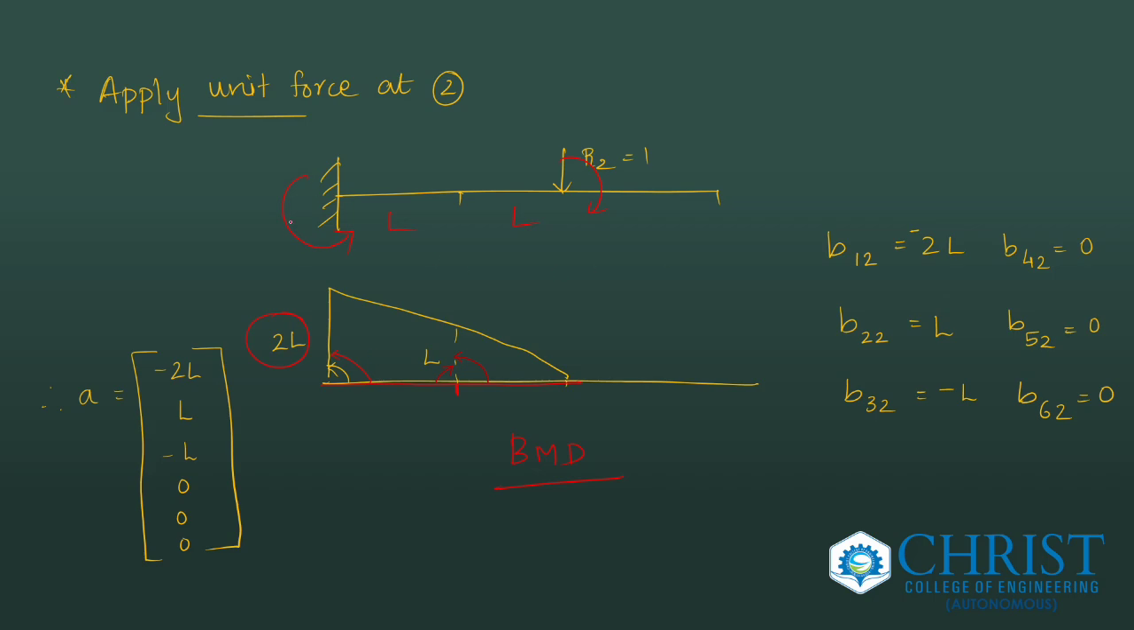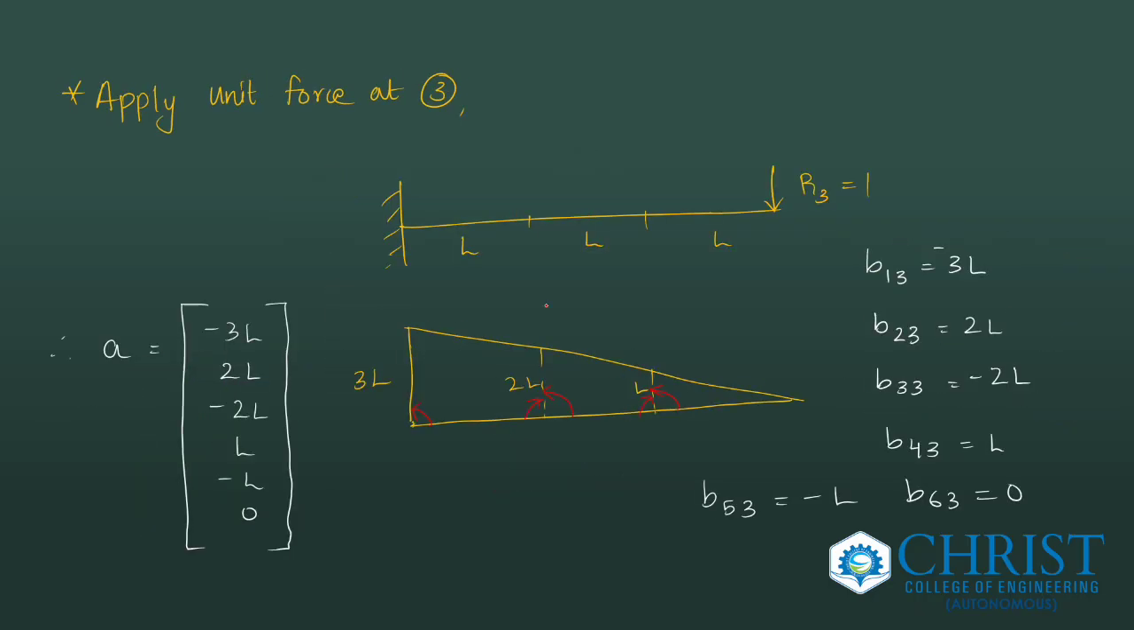Basic understanding is you can consider this way and draw it above. That's why I draw the bending moment diagram above this line, because this is anti-clockwise. So this is minus 2L, clockwise L, minus L, 0, 0, 0. Next, unit force at a third point, you get the bending moment diagram: anti-clockwise minus, clockwise 2L, anti-clockwise minus 2L, then L, a minus L, and then 0.